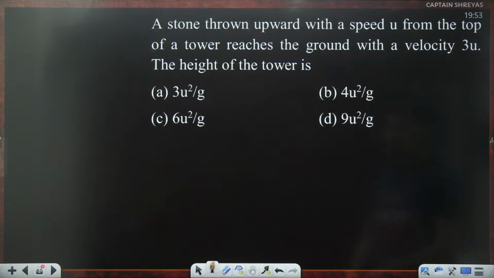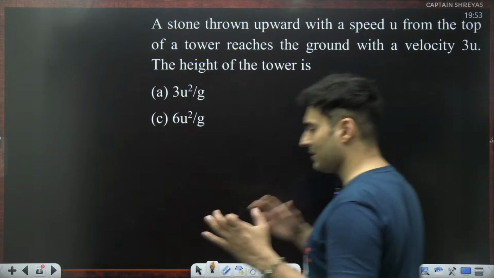Next, a stone is thrown upwards with a speed u from the top of the tower, reaches the ground with a velocity of 3u. The height of the tower is... Interesting question.